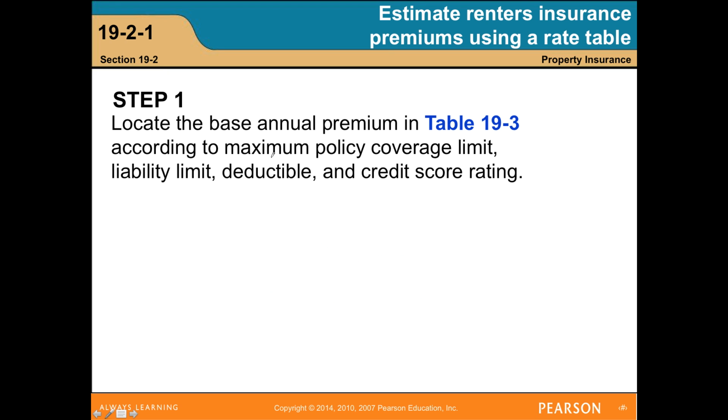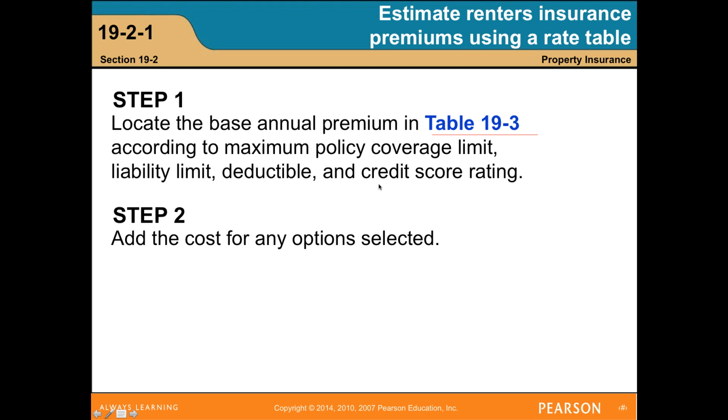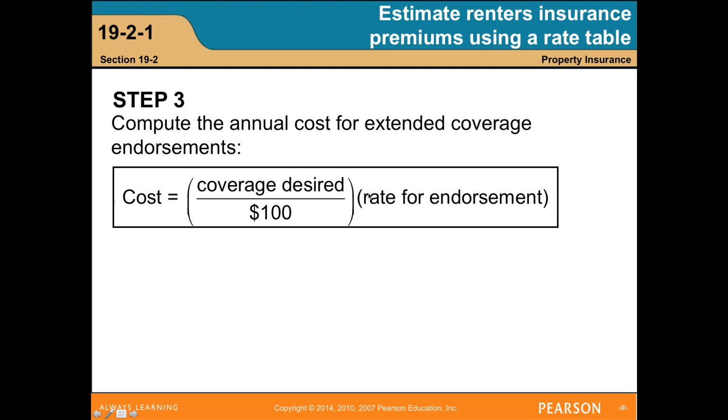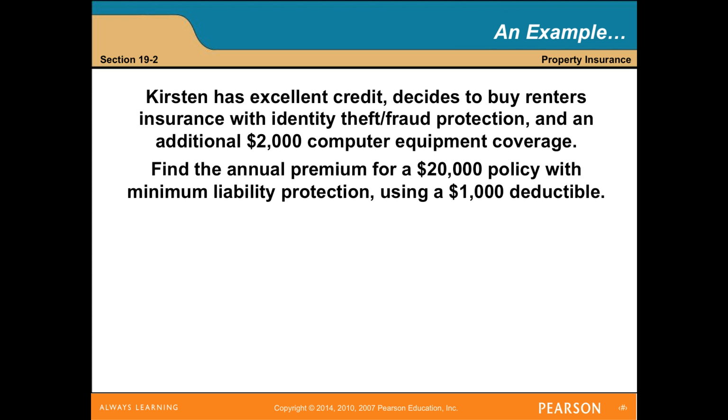So anyways, step one, locate the base annual premium in table 19-3 according to maximum policy coverage limit, liability limit, deductible, and credit score rating. Step two, add the cost for any option selected. The third step is compute the annual cost for extended coverage endorsement. So the cost equals the coverage desired divided by 100 times the rate for the endorsement. And the fourth step is to add the premiums from steps 1 to 3.